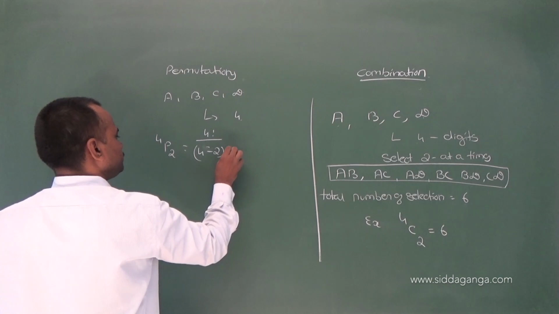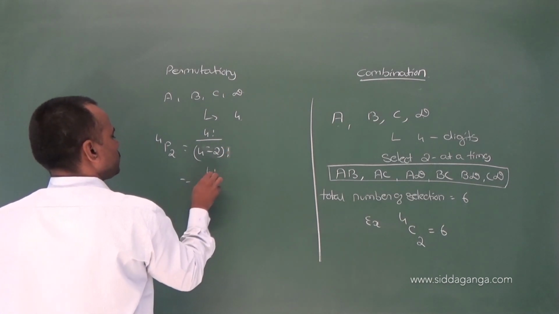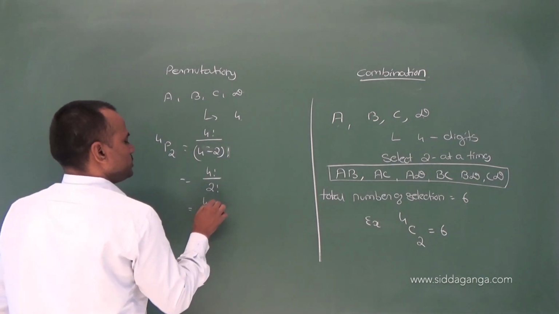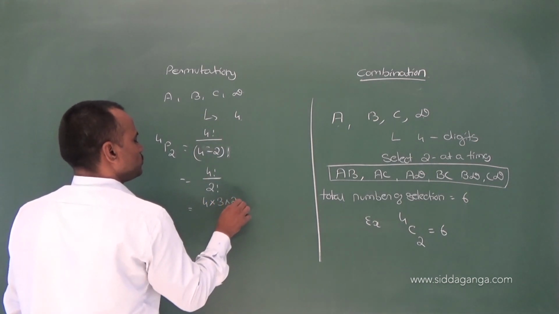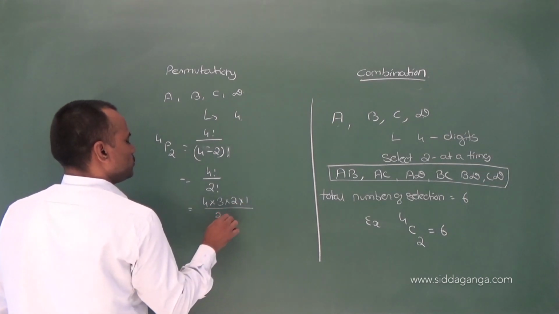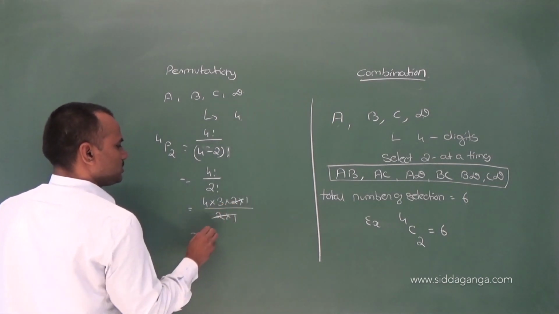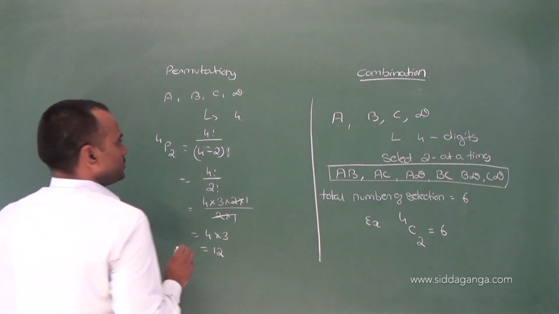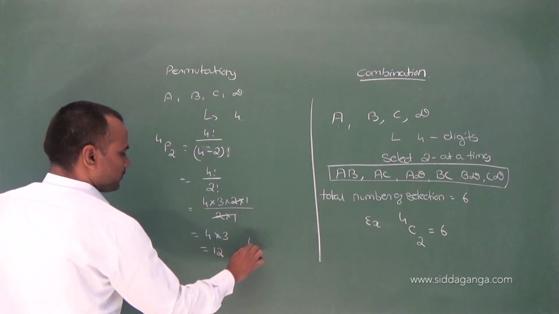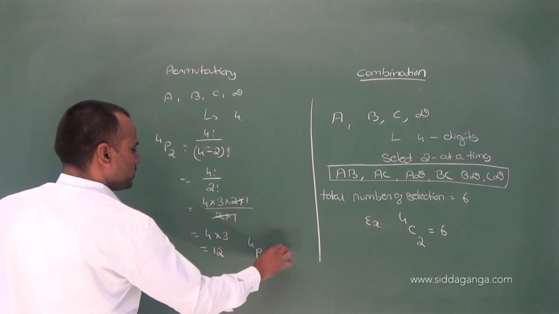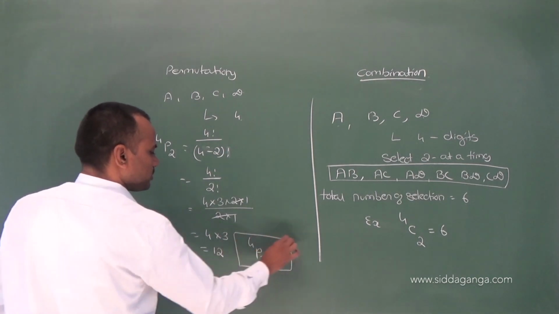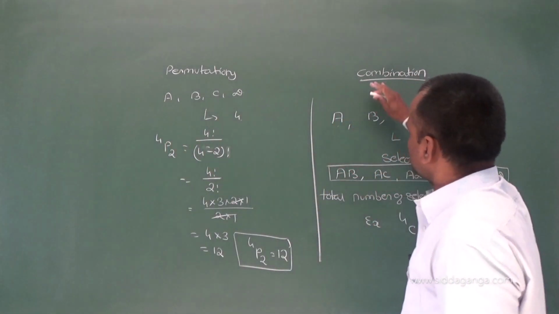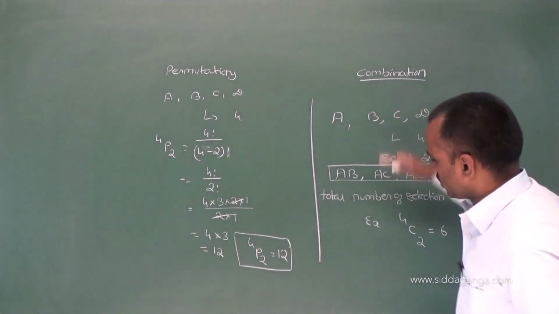You know the formula, correct? 4 factorial divided by 2 factorial. So 4 into 3 into 2 into 1 divided by 2 into 1. The 2 gets cancelled. 4 times 3 is 12. So 4P2 is equal to what? 12. 4C2 is what? 6. 4P2 is what? 12. So the same permutation and combination.